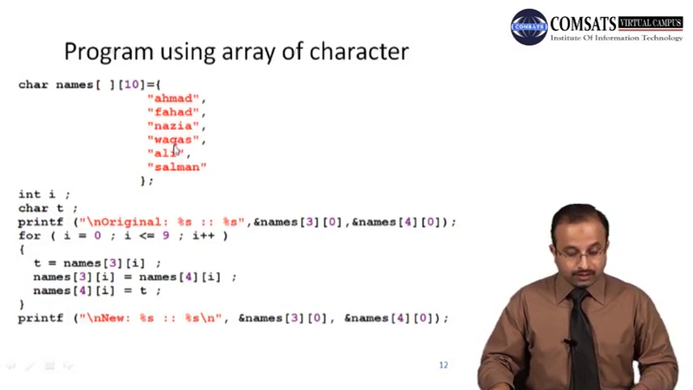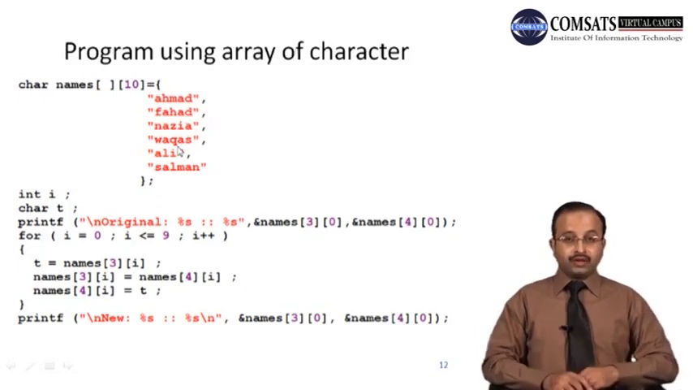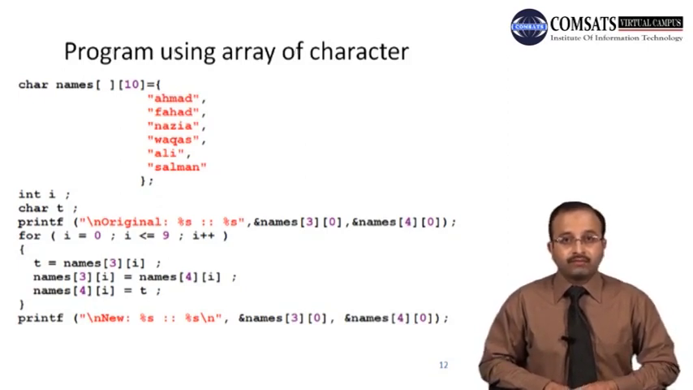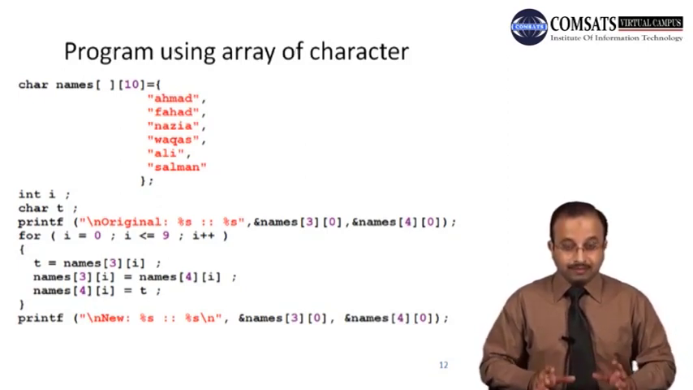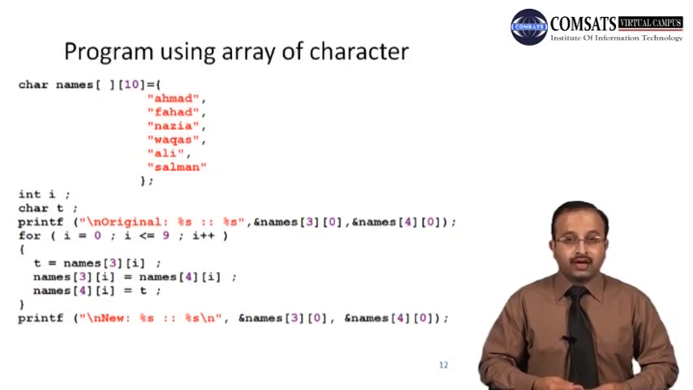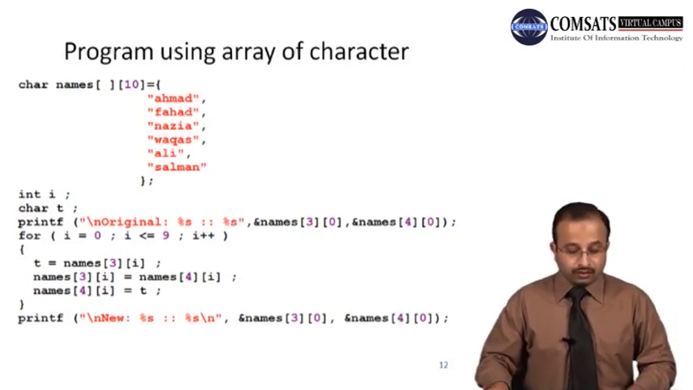If we want to print a string, we have to provide the memory address. If we want to print an ordinary variable, we just write the name of that variable. We won't provide the memory address. Please remember this point, that whenever you want to print a string using the printf function, you have to provide the memory address. So the memory address of this string Waqas is name[3], that is 0, 1, 2, 3, so that is at the third row. So name[3], Waqas will be written over here.